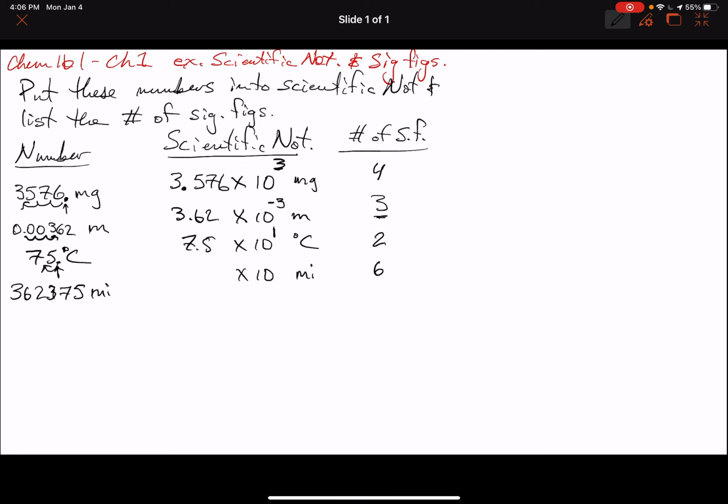Decimal point needs to move 1, 2, 3, 4, 5. So that's going to give me a positive 5, given that I moved it to the left. And now I need to make sure that my coefficient here has 6 sig figs, so I'm going to include all of those digits. 3.6, 2, 3, 7, 5. Good. All right, next number, 0.15 kilograms.